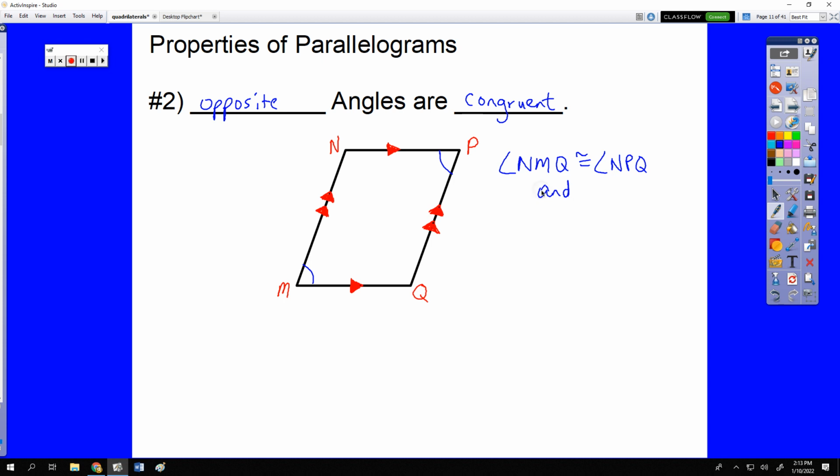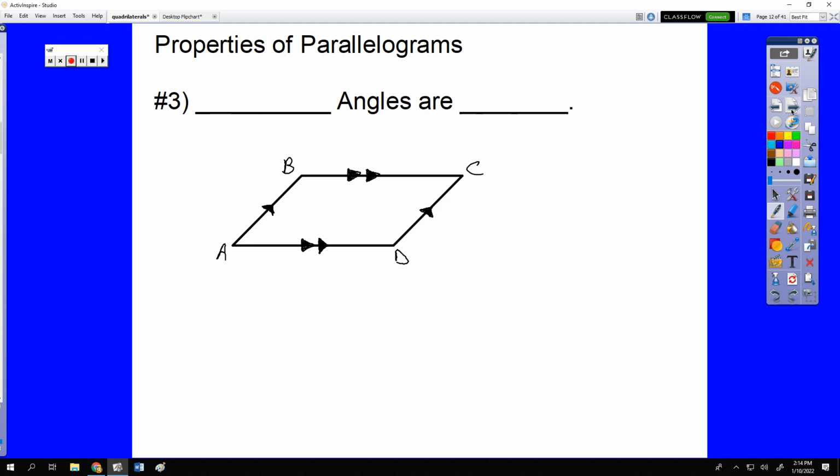And in addition to that, angles N and Q are congruent as well. So that'd be angle PNM is congruent to angle PQM. Opposite angles must be congruent.